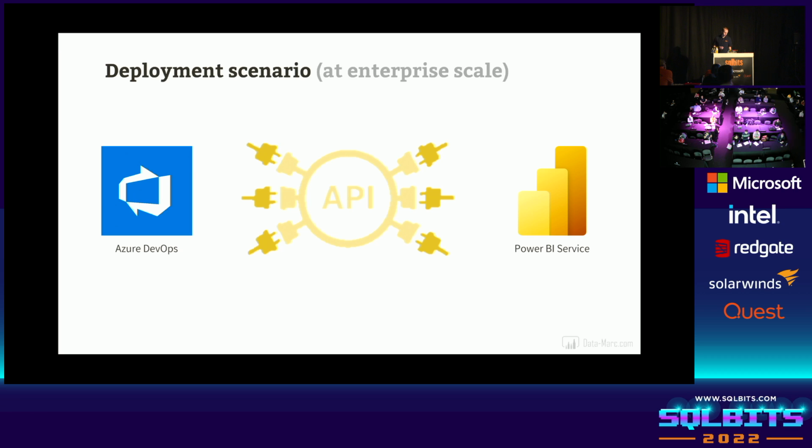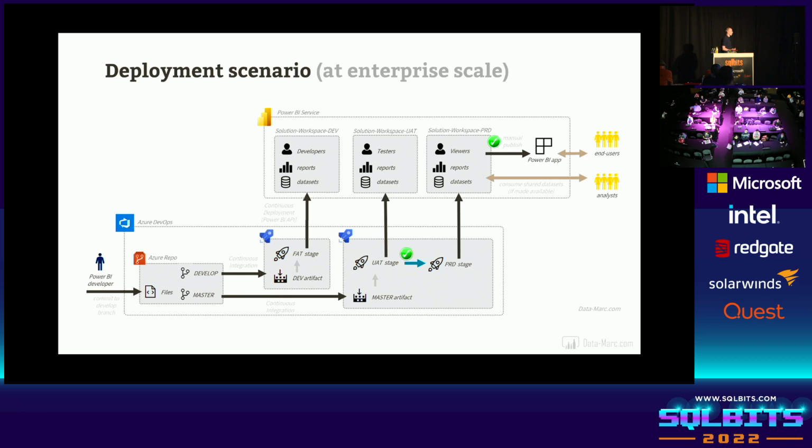So what we're going to do is integrate Azure DevOps. We're going to leverage some of the Power BI REST APIs, and we need the Power BI service, obviously, because that's where we will deploy our content. And we're going to do that by using this framework. This framework looks a little different from what we just saw on a small scale, because with Power BI deployment pipelines, we have 3 different stages: development, test, and production.